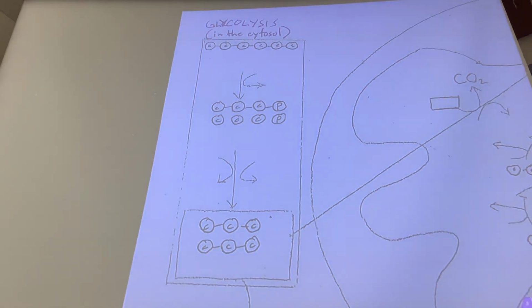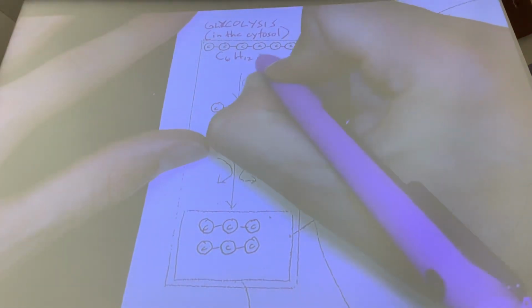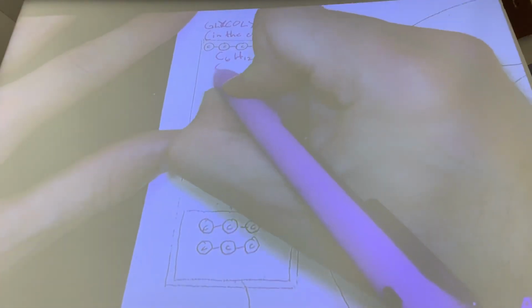All right, so we have our 6-carbon molecule that is the starter for glycolysis, and this is glucose. C6H12O6, glucose.